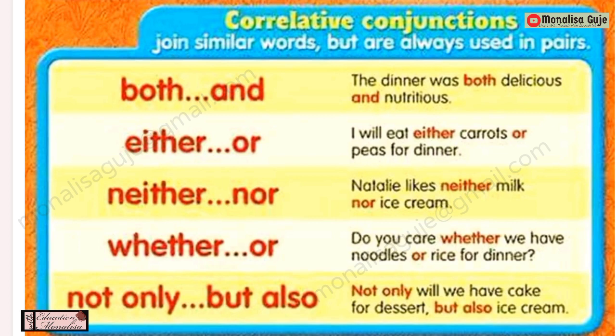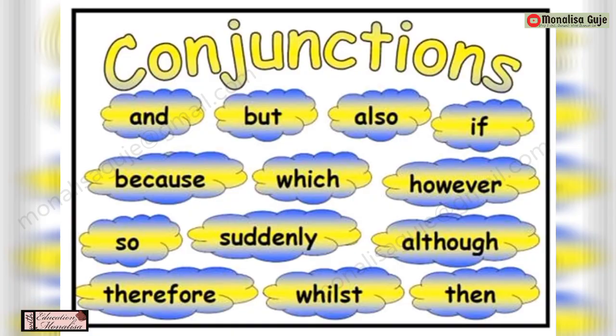Natalie likes neither milk nor ice cream. Do you care whether we have noodles or rice for dinner? Not only do we have cake for dessert but also ice cream. So these are correlative conjunctions. Two words are used in a pair. So these are the conjunctions which you can see.